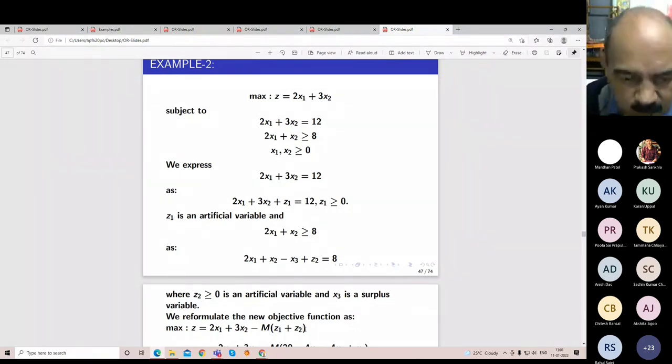So what we are doing is introducing a penalty for z1 and z2. This penalty M is a very large positive number, minus M times. Due to this penalty, we will try to remove these artificial variables. This is the trick we are using. So this is minus M times z1 plus z2. In the new objective function, this will be 2x1 plus 3x2 minus M times z1 plus z2.